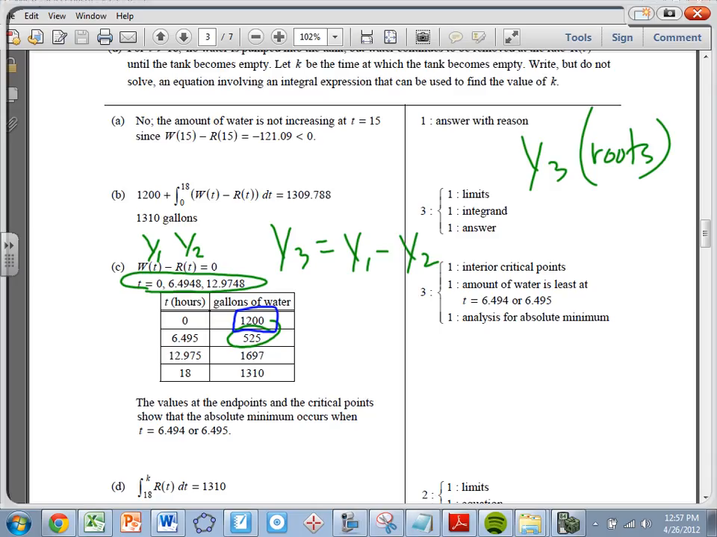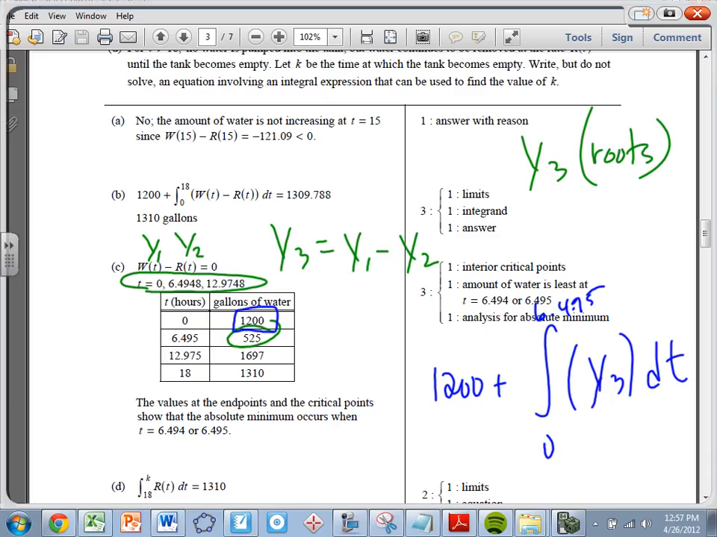Okay, here's what you've got to do, and this is where it gets tricky. Look at the units. What are the units here? So that's the original, not the derivative, right? To get the amount of water at time 6.495, you have to do 1200 plus the integral from 0 to 6.495 of y3. Remember, the integral of the overall derivative, which is what we stored in y3, is how much water there is.